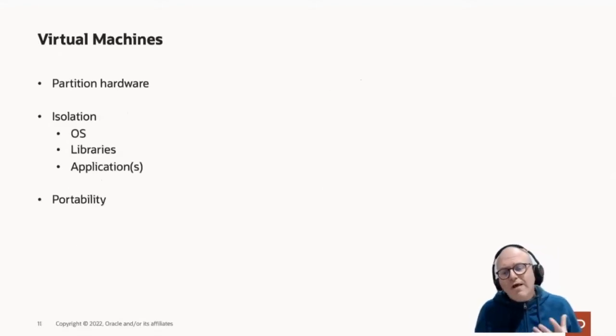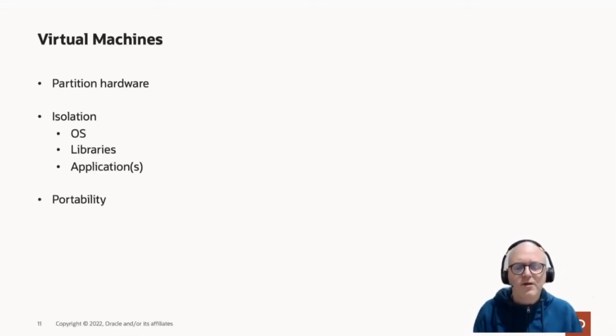Things got slightly better when we started to see widespread adoption of virtual machines. So we were able to partition the hardware. And the same hardware is now supporting multiple virtual machines. And you've got isolation. You can have your own version of the operating system, or even different types of operating system on the same hardware.